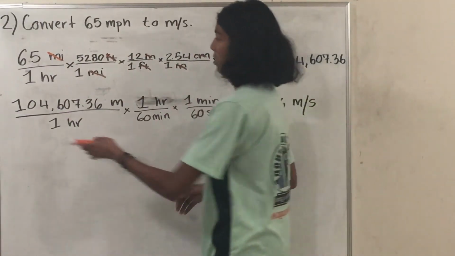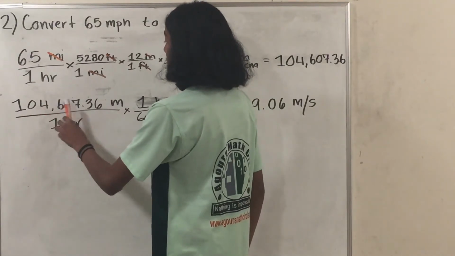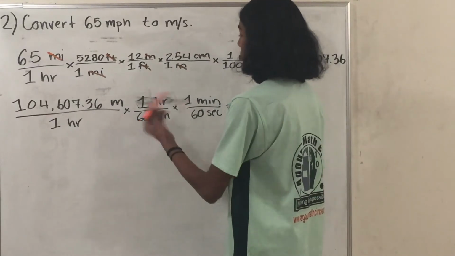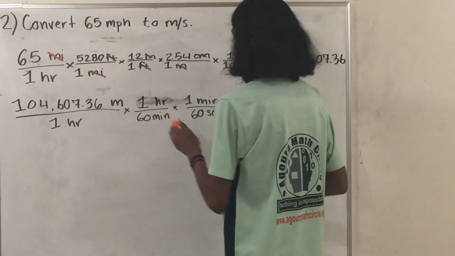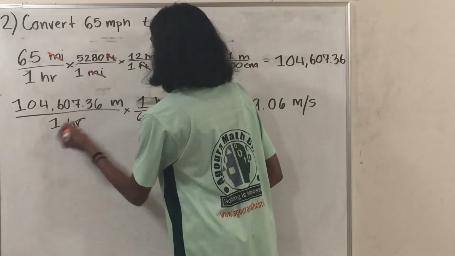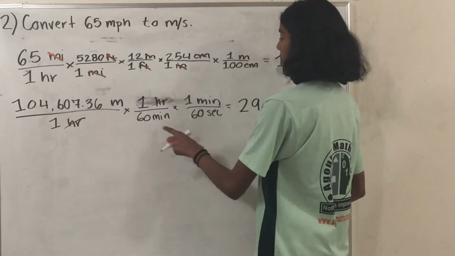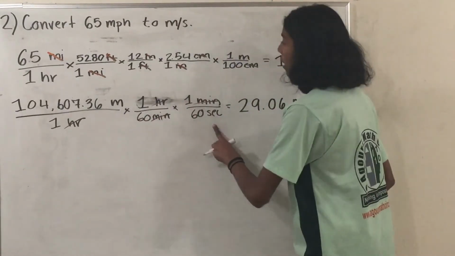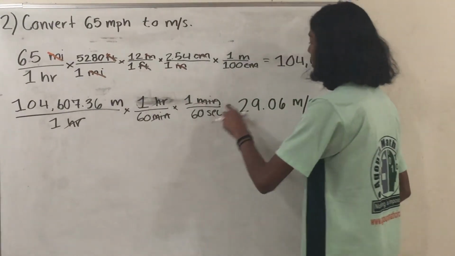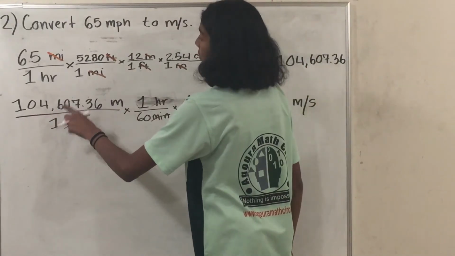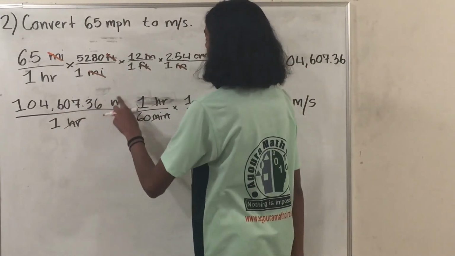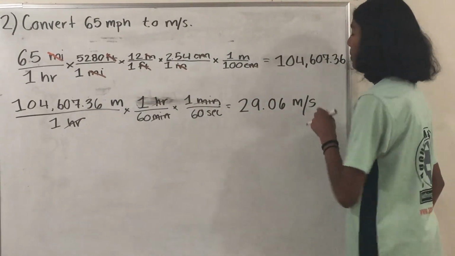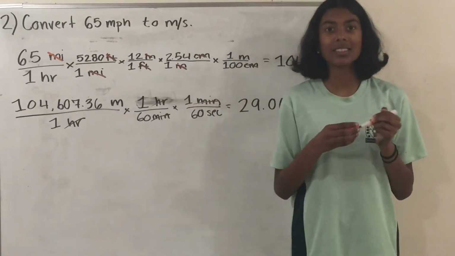Now we want to convert to seconds. So we're going to write 104,607.36 meters over 1 hour. And we're going to multiply by the conversion factor 1 hour over 60 minutes. That way, we're only left with minutes. Then we're going to do 1 minute has 60 seconds, so the minutes cancel out. And now we're left with meters over seconds, and doing 104,607.36 divided by 60 divided by 60, we get 29.06 meters per second, which is our answer.